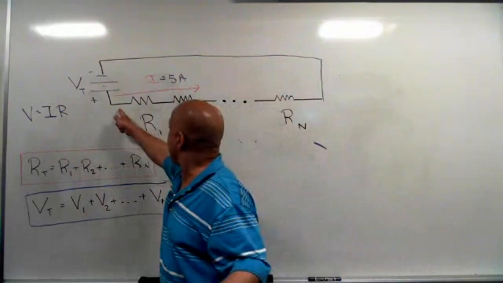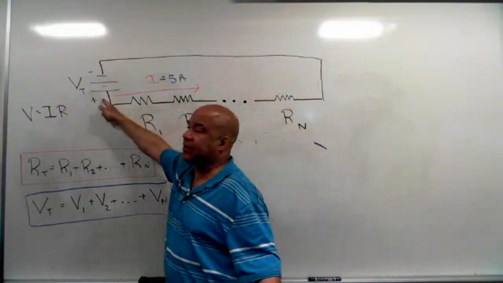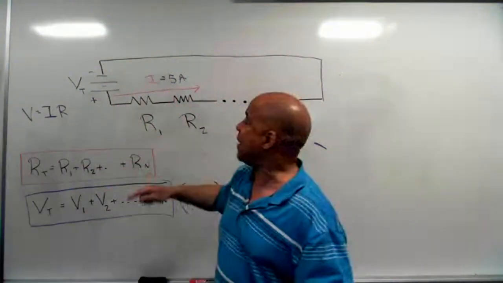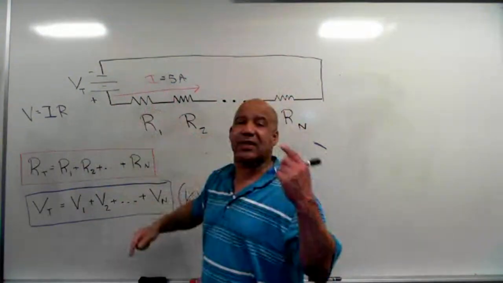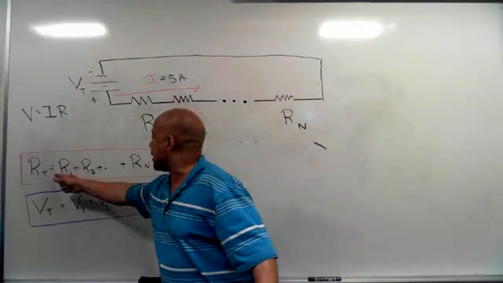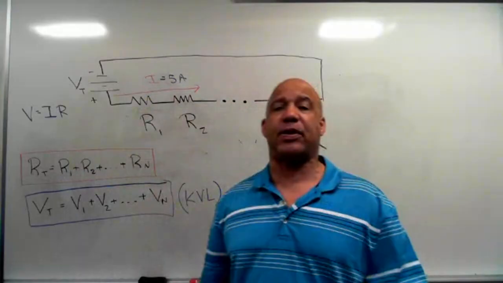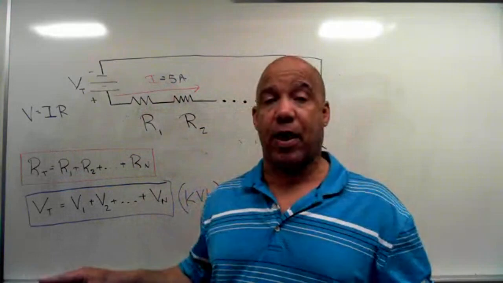You can put it here, here, you can put it anywhere, because if 5 amps of current leaves the battery, that same 5 amps has to flow through R1, that same 5 amps has to flow through R2. Matter of fact, that same 5 amps has to flow through all the resistors to get back to the battery, which means that in a series circuit, the current is the same everywhere.